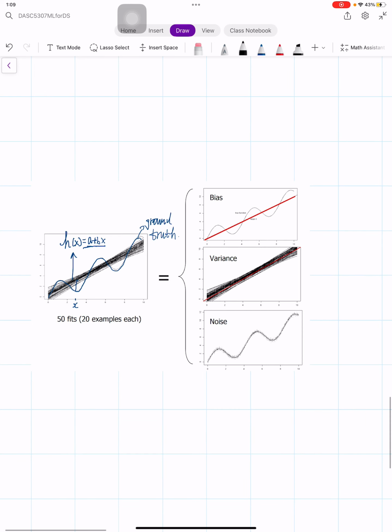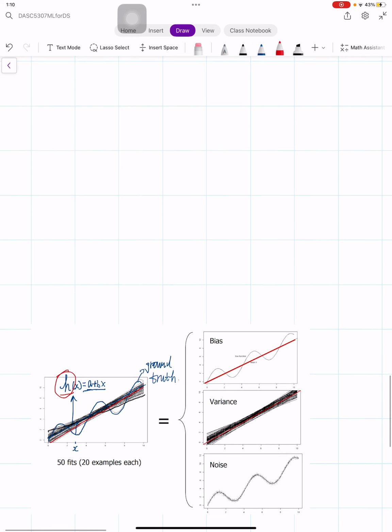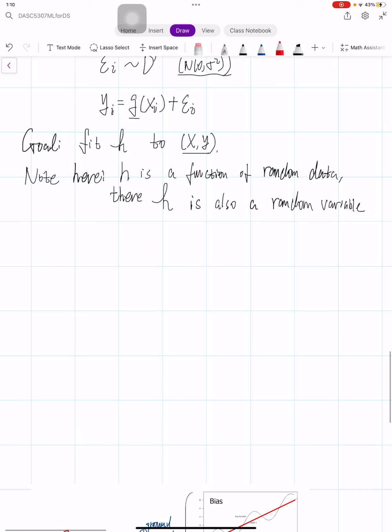So, for example, based on one simulated data set, suppose we estimate h as this line. And we simulate data again, we get another data set, and we get this line. And the third time, we estimate, we get this third line. So each time we get a slightly different h. So h itself is random. Yeah, this is important. Think about this idea.